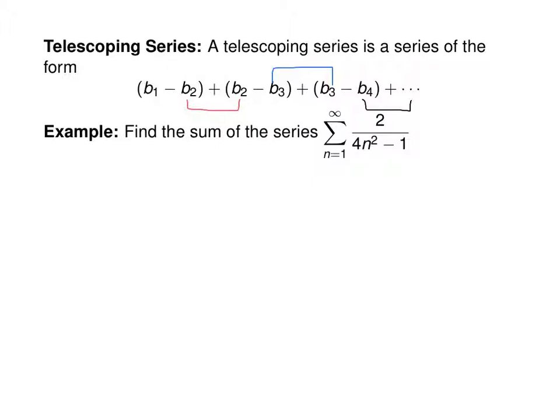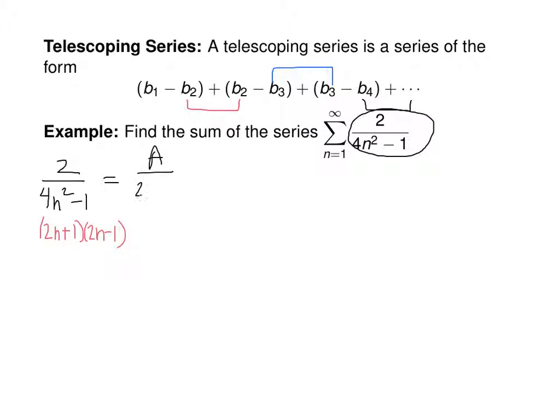Now we can use partial fraction decomposition to express this 2 over 4n squared minus 1 in that form also. So we'll have 2 over 4n squared minus 1. Now notice that 4n squared minus 1 factors into 2n plus 1 times 2n minus 1. So that's the same thing as a over 2n minus 1 plus b over 2n plus 1.